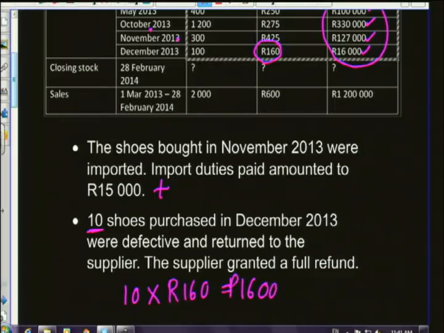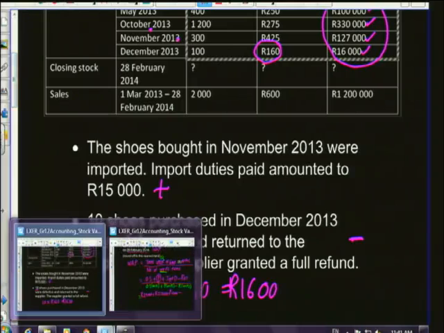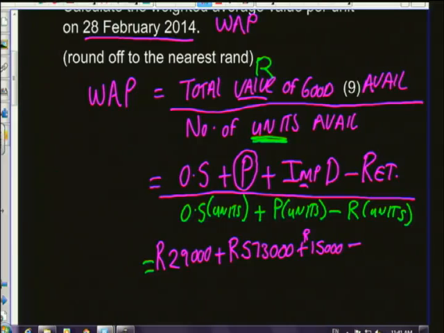1,600 rands. Right, and like I said earlier on, any returns is going to obviously decrease the value of your stock that you have available. So let's now go and subtract our 1,600. So minus 1,600. Okay, right, the top part of my calculation is done.